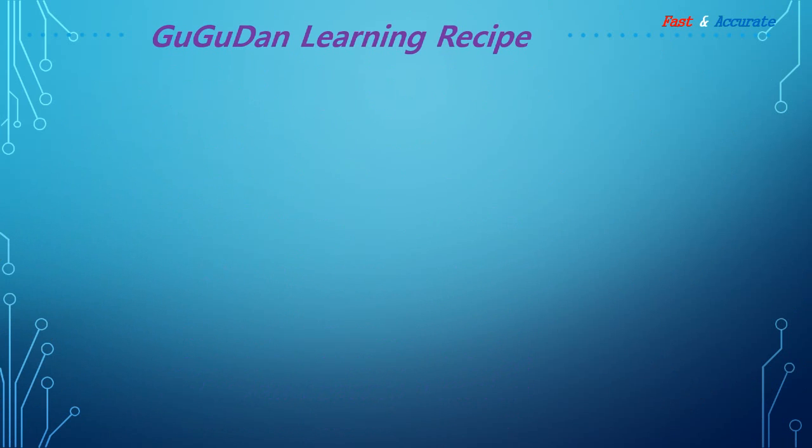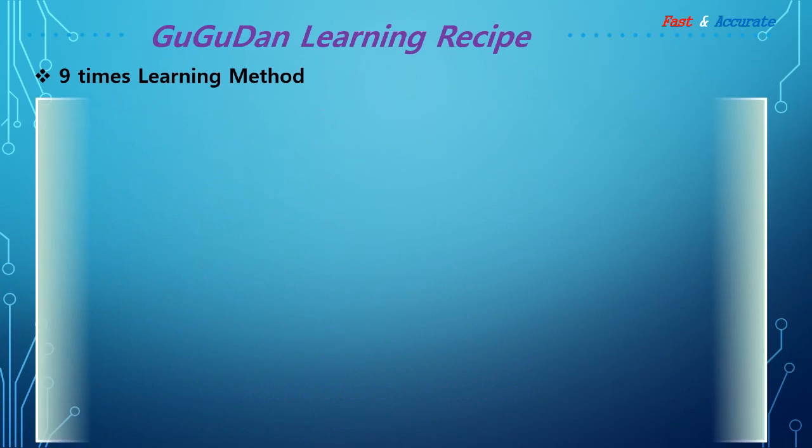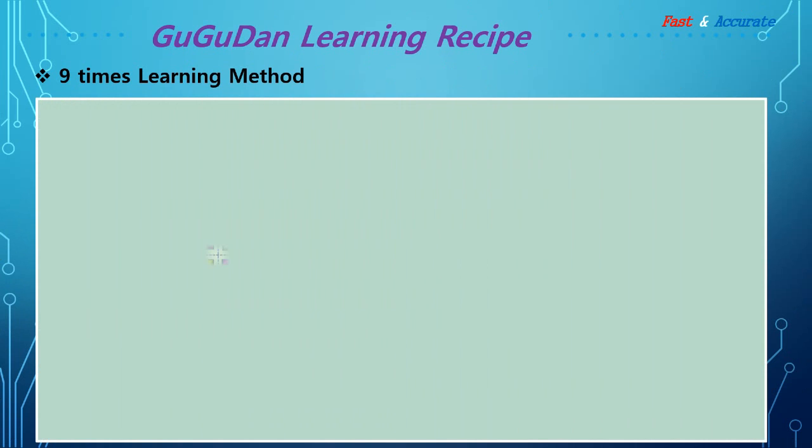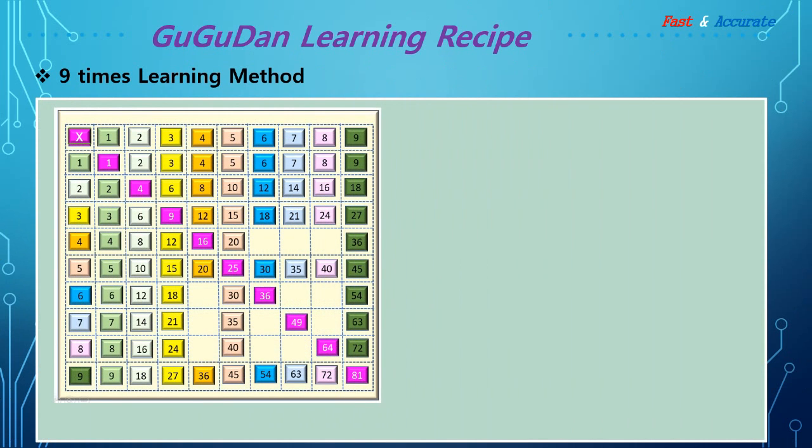Next, we will skip 6s, 7s, and 8s times again and move on to the 9 times learning method. 9 times is the last times of Gugudan, and children may find it difficult because the multiplication values are greater than the multiplication values of the other times. However, if you only understand the explanations and diagrams on the right side of the slide, you will find it to be as easy as the second, third, or fifth times.